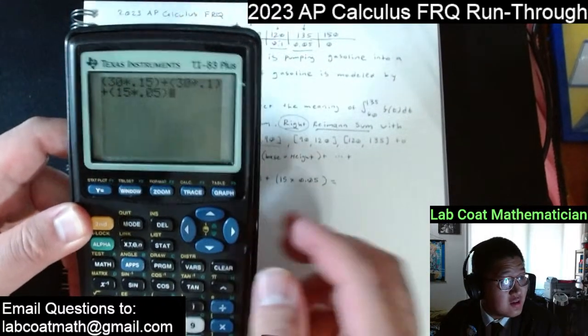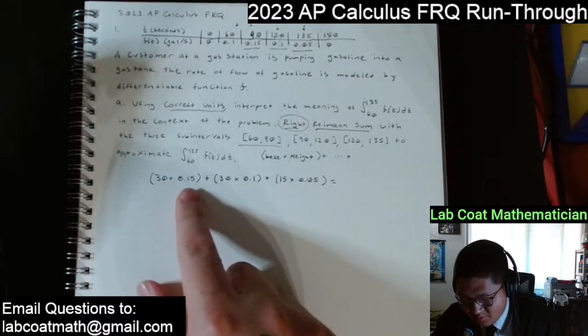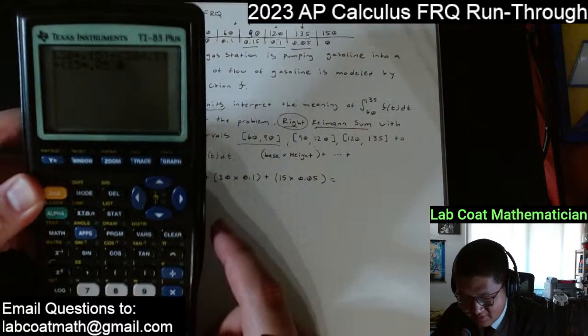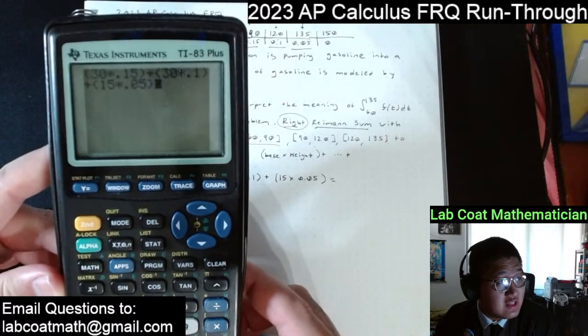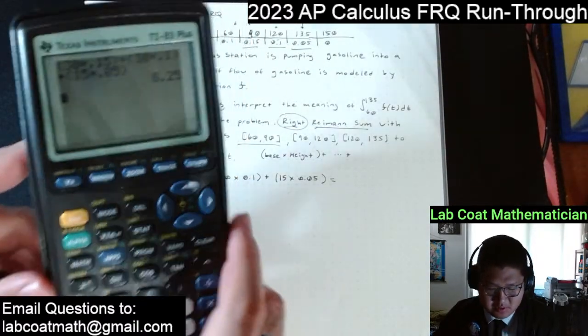So this line of work is reflected 100% by the work that we have. So 30 times 0.15, 30 times 0.1, and 15 times 0.05. So all that is shown into our calculator there, and we get a total sum of 8.25.